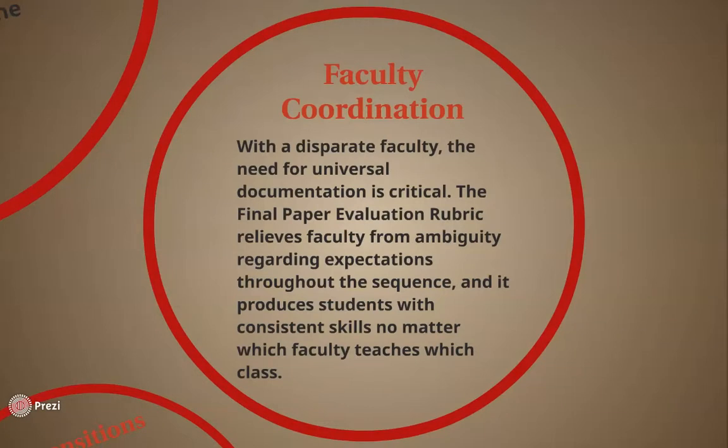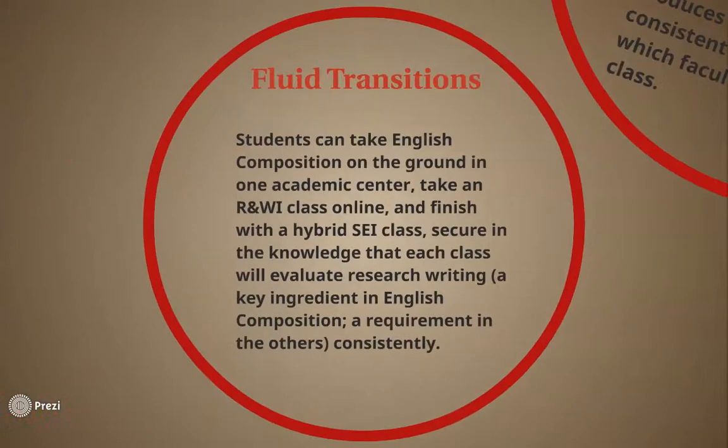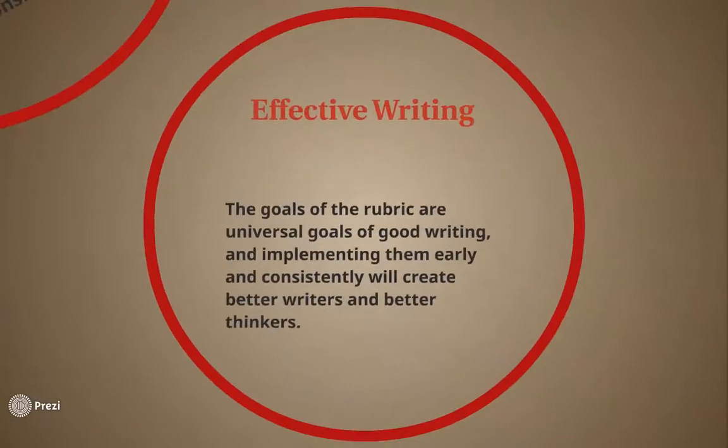With a disparate faculty, the need for universal documentation is critical. This rubric relieves faculty from ambiguity regarding expectations throughout the sequence, and it produces students with consistent skills, no matter which faculty teaches which class. Students can take English composition on the ground in one academic center, and finish with a hybrid SEI class, secure in the knowledge that each class will evaluate research writing with consistency. This makes for fluid transitions. The goals of the rubric are universal goals of good writing, and implementing them early and consistently will create better writers and better thinkers.